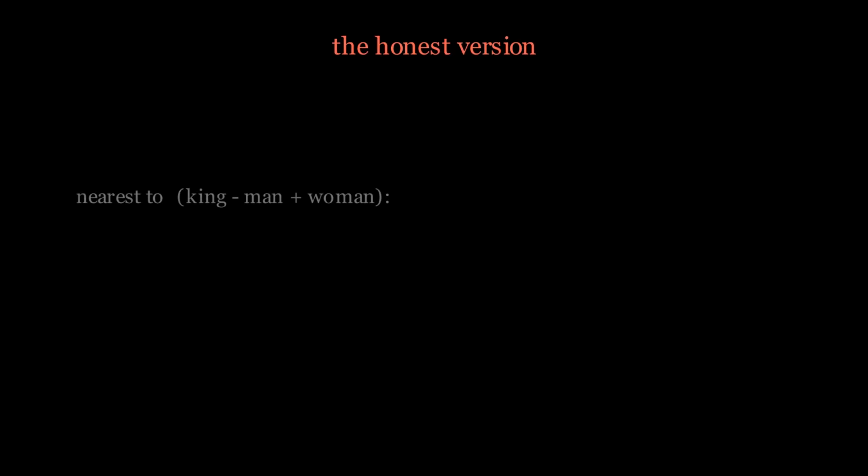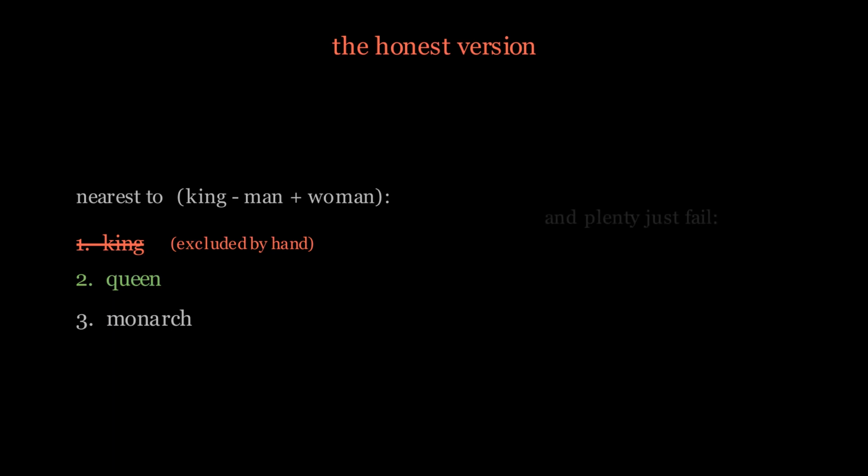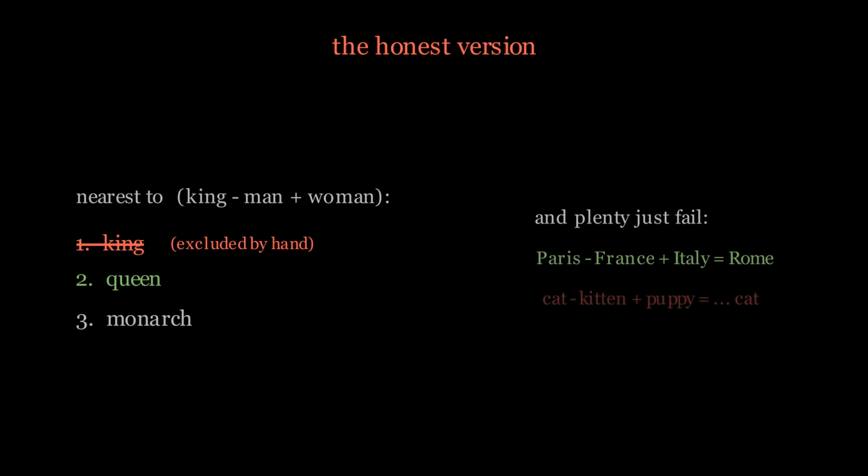Now, one piece of honesty, because this is the most oversold result in the field. With real embeddings, it's far messier. The answer usually only comes out as queen because the search deliberately excludes the 3 words you put in, and plenty of analogies simply fail. The deep idea is real. Concepts live along directions. The party trick is fragile.